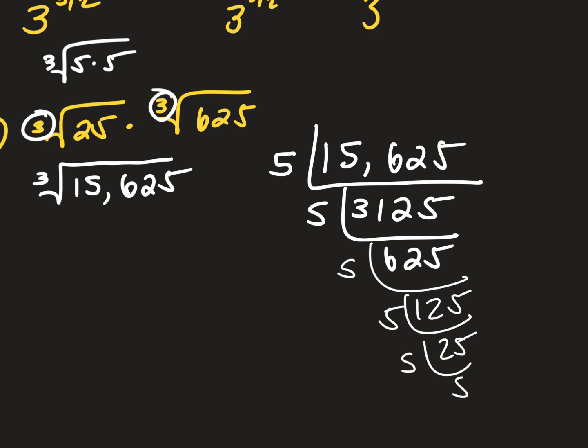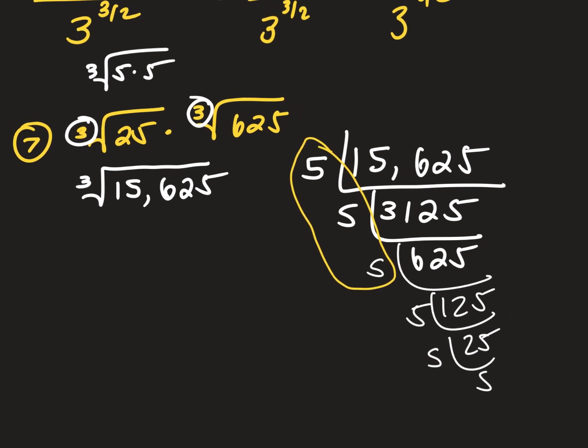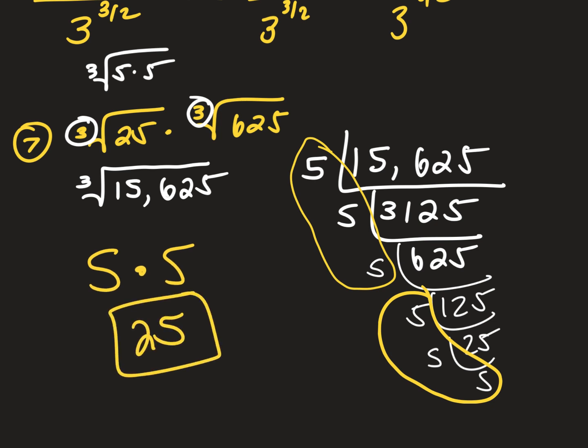So remember, we're looking for the cube root. How many of a kind do I need? 3. So there's a 3 of a kind. Here's another what? 3 of a kind. So when I simplify this, what does this simplify to? 25. The cube root of 15,625 is 25.